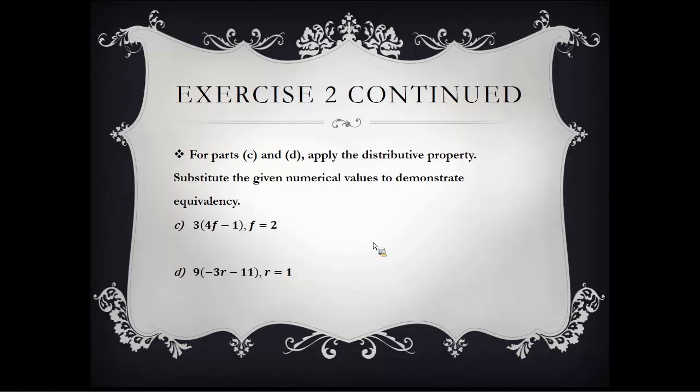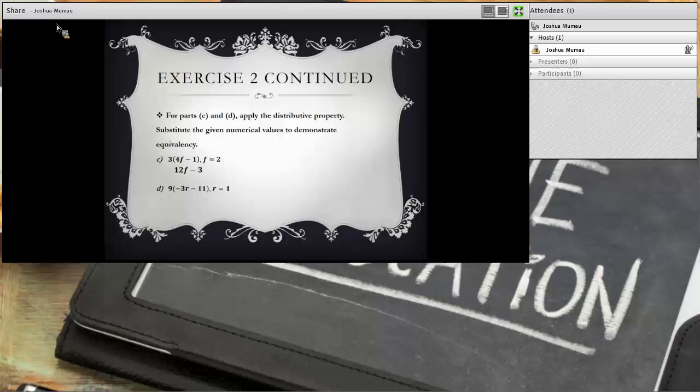Exercise 2 continued. So for parts C and D, we're going to apply the distributive property, and then we're going to substitute in the given value. So let's begin. First, if we were to distribute, we have 3 times 4 is 12. 3 times 1 is 3. Bring down our subtraction sign. So we have 12f minus 3. We now want to plug in 2 for f. 12 times 2 is 24, minus 3 is 21.